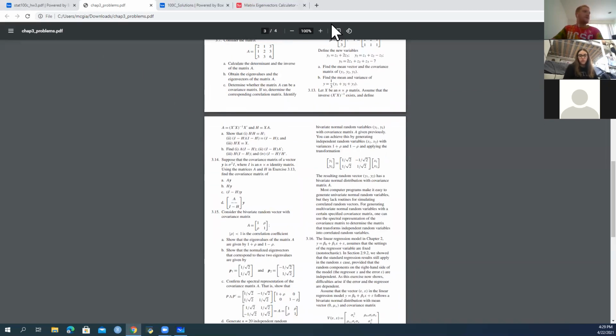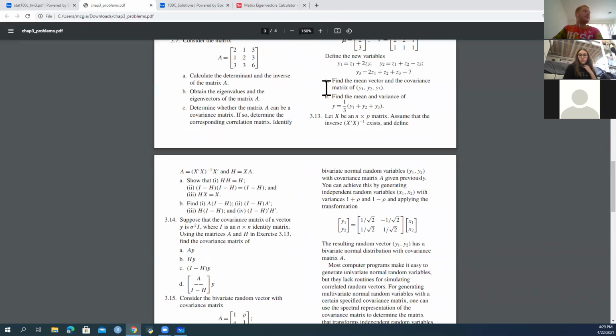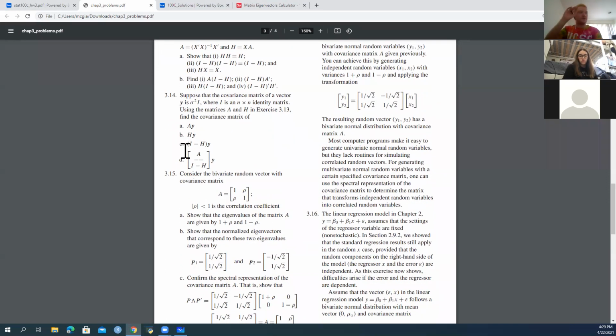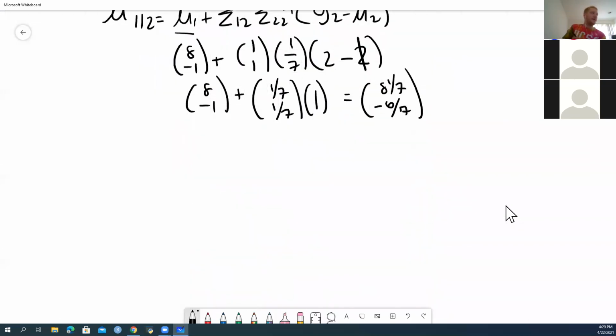With regards to 314, sorry, I know this is really far out. It's pretty much the same, just the formula that they use. The only thing that I think was tricky for some people was just this notation, if you haven't seen it before. When they say they have this matrix, like A and then I minus H, that just means they're stacked on top of each other.